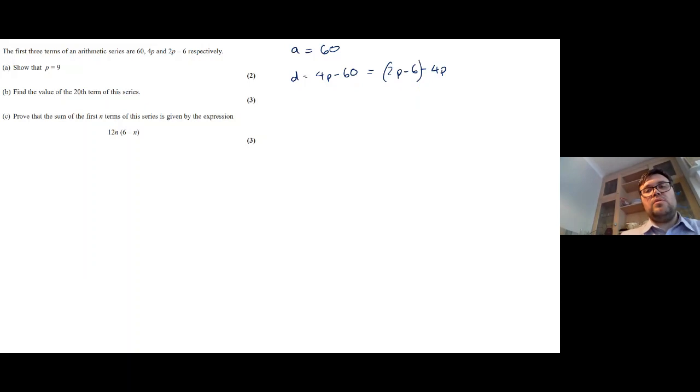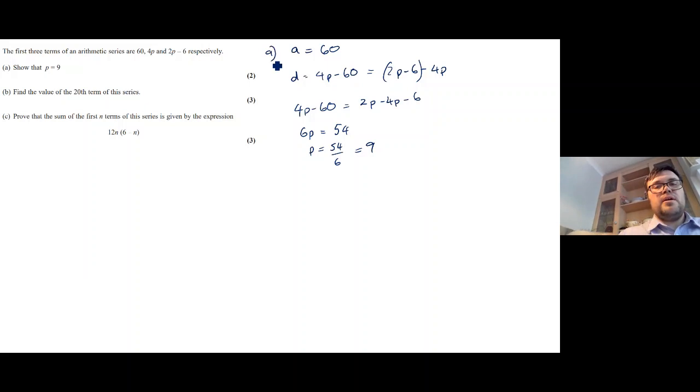So if we equate those, get rid of the d, and then just work them out. We have 4p minus 60 equals 2p minus 4p minus 6. That would give us minus 2p, and then taking minus 2p over is 6p equals, the minus 60 goes to a plus, so plus 60 minus 6, so it's going to be 54. P equals 54 over 6, which is 9. And hence we've proven it's 9.